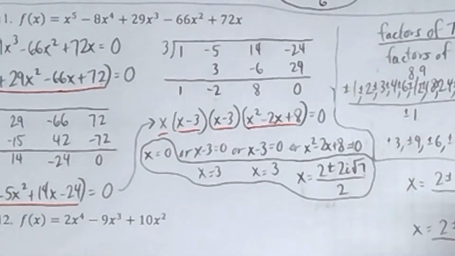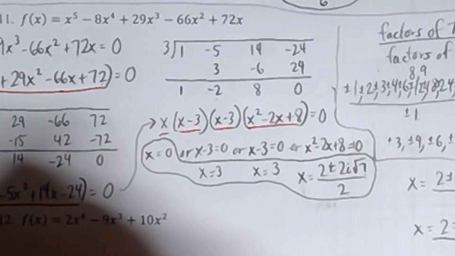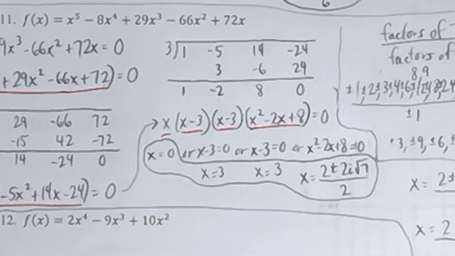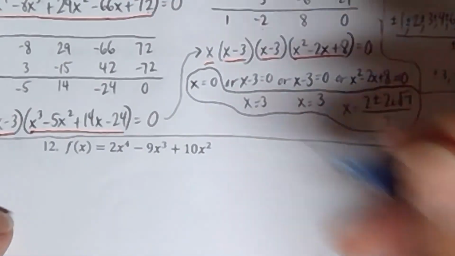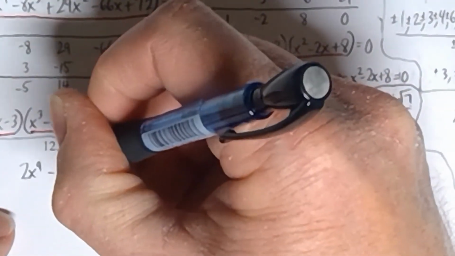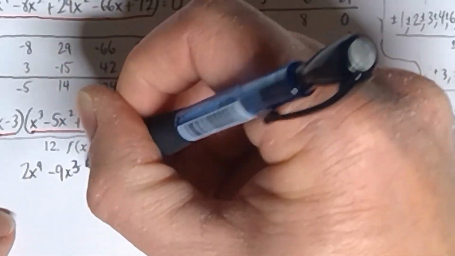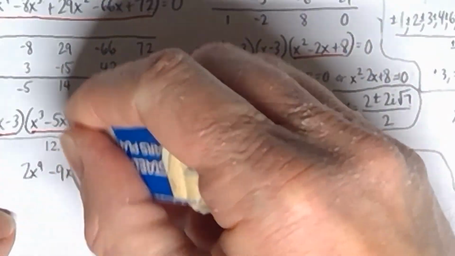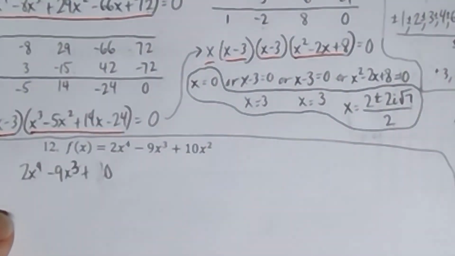All right, one more problem here. Number 12. Number 12 is actually a lot simpler. We're not going to need the rational zeros theorem this time. You'll see why here. Again, you set this equal to 0. So let me do that.